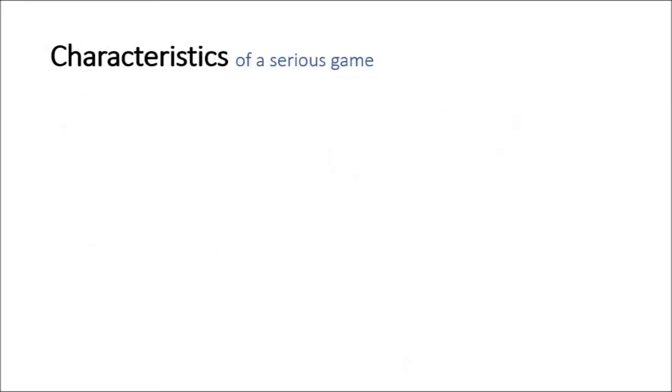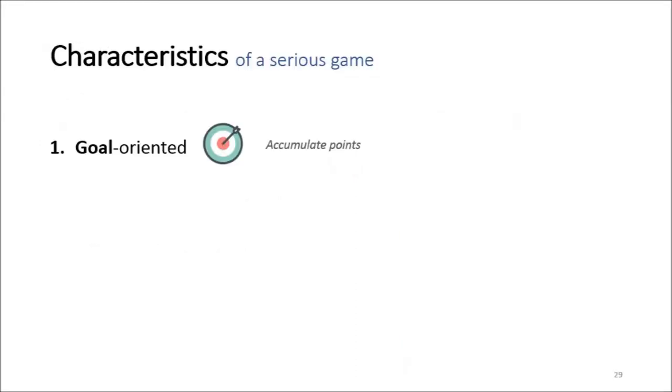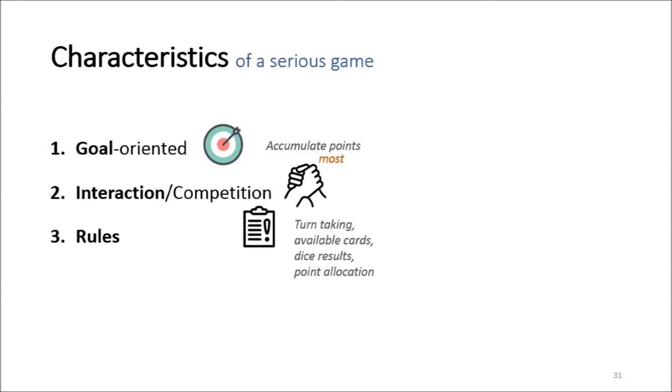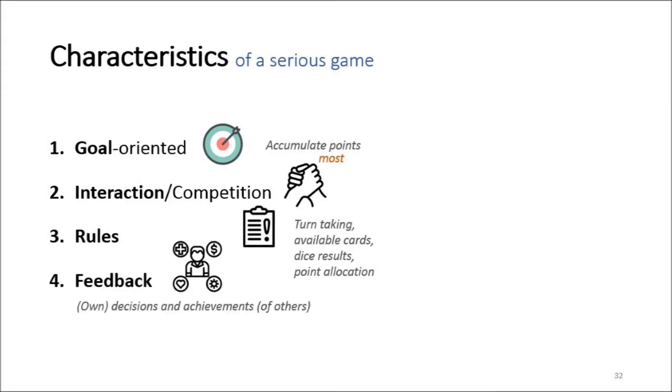What are the characteristics of a serious game? Well, it's goal-oriented. So, for example, the players could accumulate points. There's also an element of interaction and competition. So it's not just about accumulating points, but about accumulating most points. Then there should be rules, so turn-taking. What are the available cards? What do the dice numbers mean? How are the points allocated? All of this is, so to say, the playing field on which the players are interacting, and then there should be a feedback. So what do my own decisions mean?